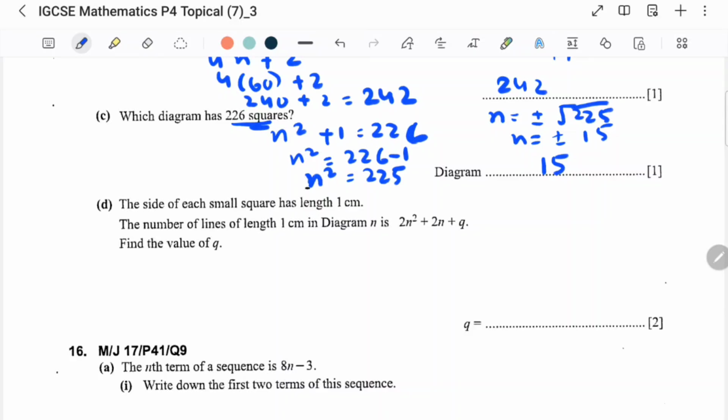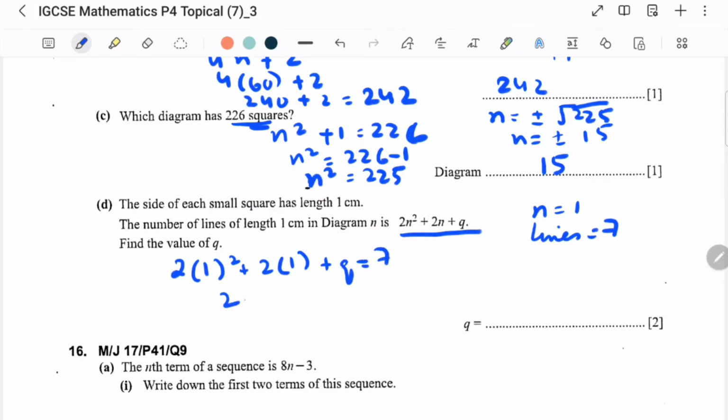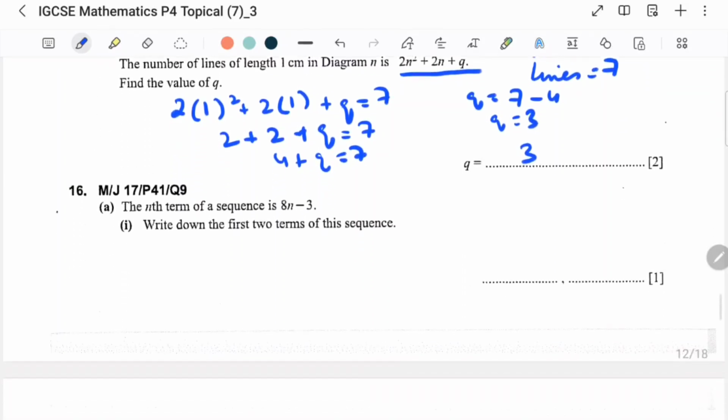Each line is 1 centimeter, so we take this formula. In diagram 1, lines are 7. 2 times 1 square plus 2 times 1 plus q is equal to 7. 2 plus 2 plus q is equal to 7, 4 plus q is equal to 7. q is equal to 7 minus 4, which is equal to 3. Go to the next question now.